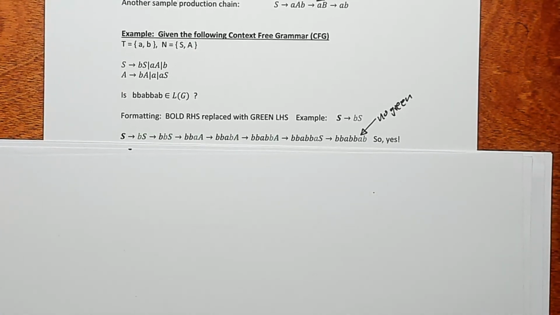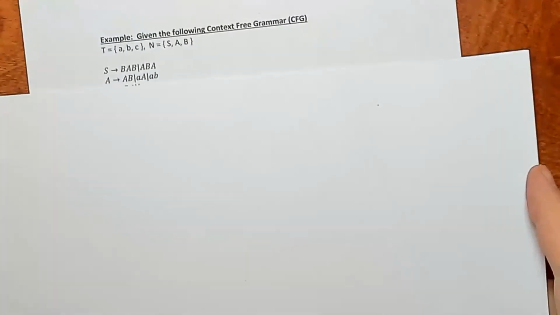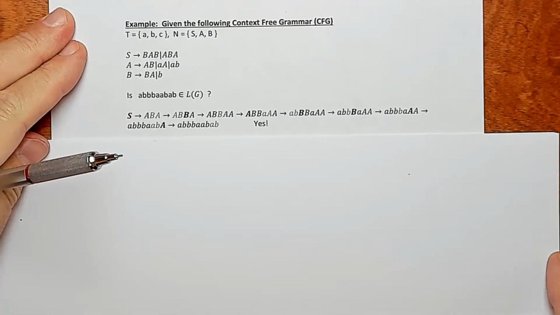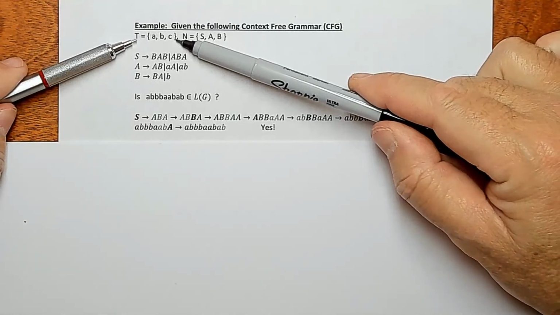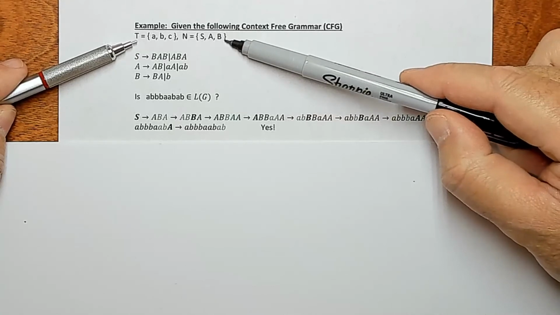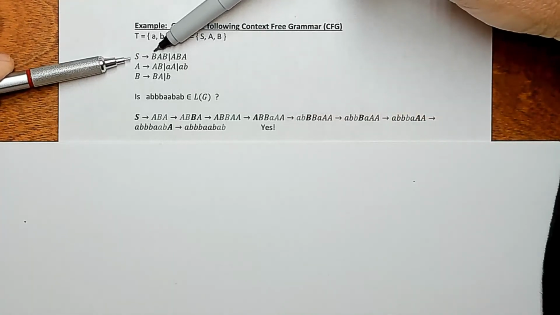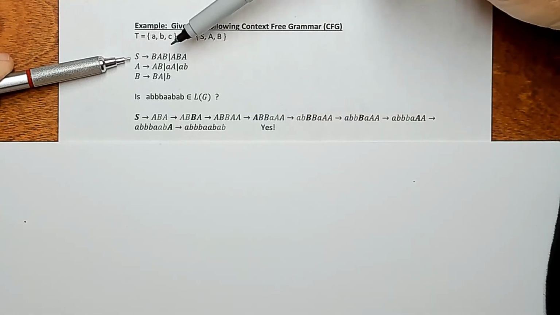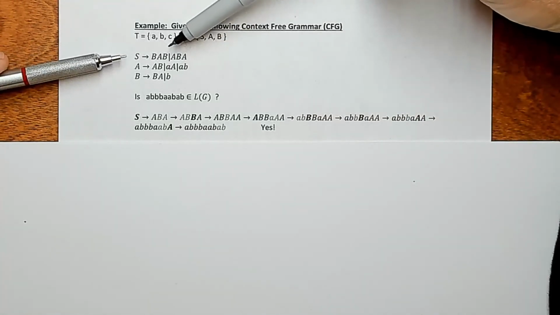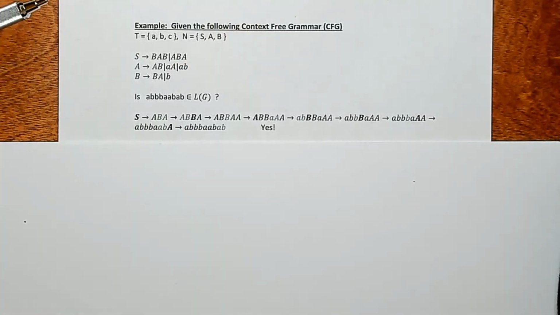Let's look at some more. What about this one? We've got some more terminals, A, B, and C this time. We've got some non-terminals. We've got these productions, some different productions. Let's check if we have choice, recursion, and base case. Here we've got choice. Cool. Here's choice again. So we've got lots of choice.